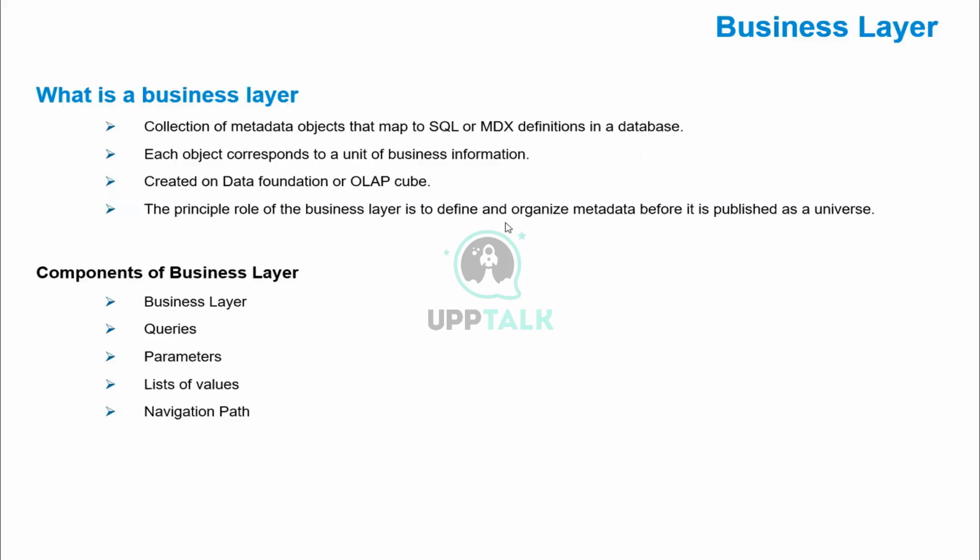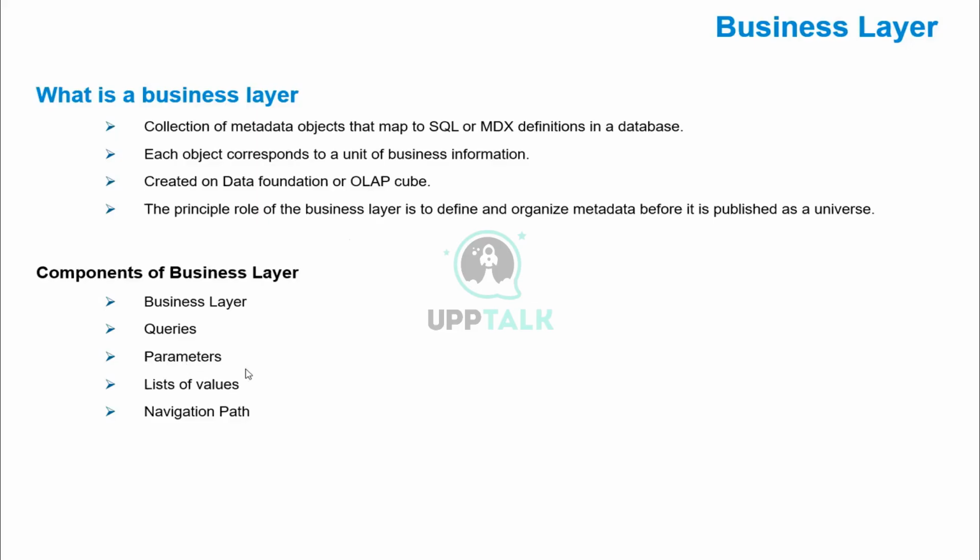The principal role of a business layer is to define and organize metadata before it is published as a universe. Before publishing the universe, we will define and organize it in a folder structure in a neat manner that is very understandable for the users. Even business users can create ad hoc reports on their own with limited training. If our business layer is clear, they can themselves create a few of the reports for their analysis purposes as well.